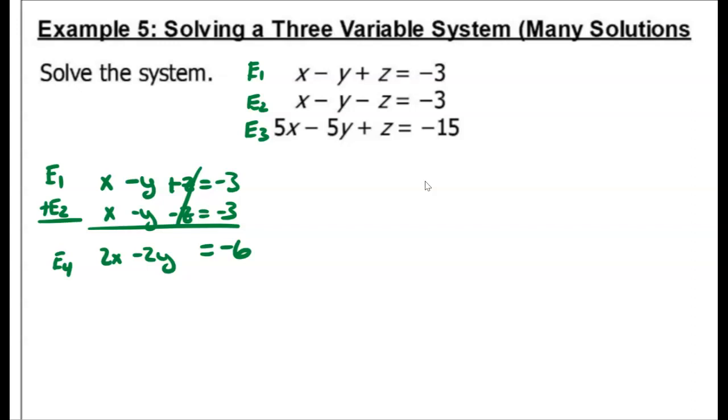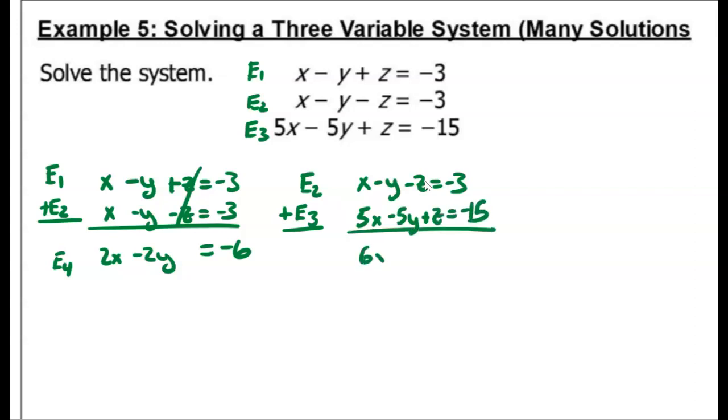So it looks to me like equation 2 and equation 3 are ready to go without any multiplying to make the z eliminate. So equation 2 and equation 3. All right, so I get 6x minus 6y equals negative 18. That new equation is equation 4, sorry, equation 5.